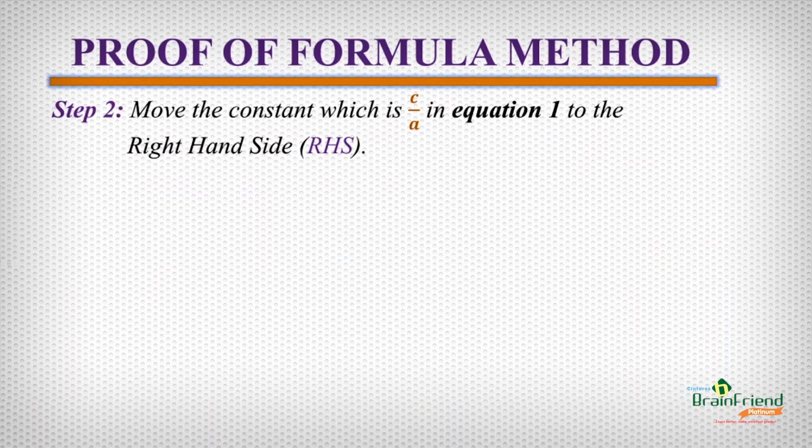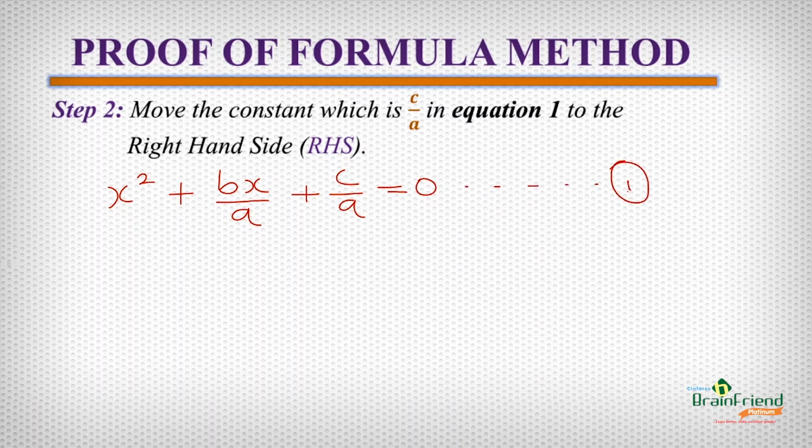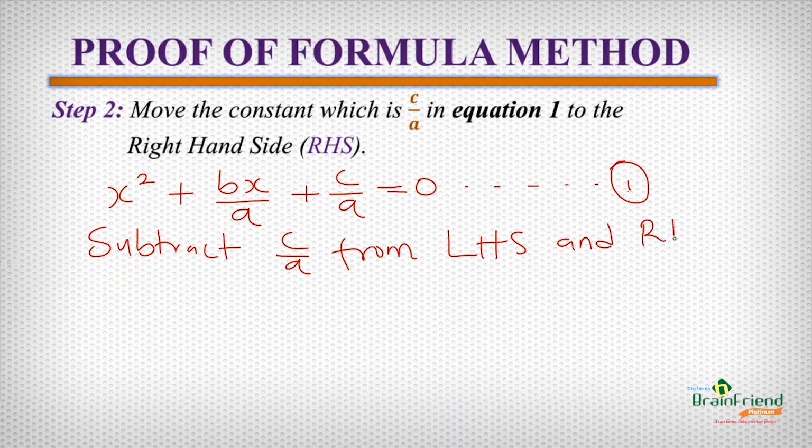Our step 2. Move the constant, which is c over a, in equation 1 to the right-hand side. Remember now our equation 1 is x squared plus bx over a plus c over a equal to 0. We call this equation 1. Remember that? Now we want to move c over a to the right-hand side. How do we do that? Simply subtract c over a from the left-hand side and the right-hand side.